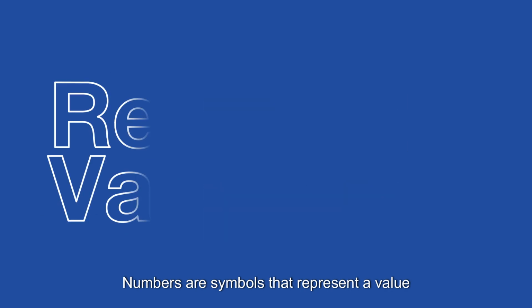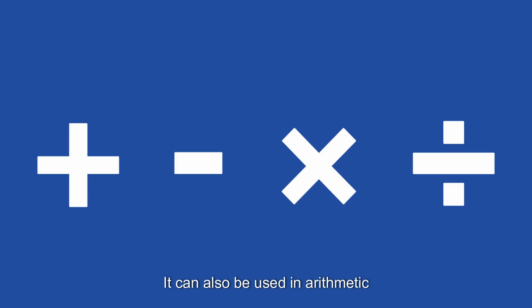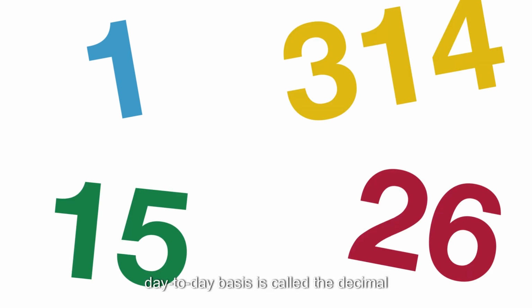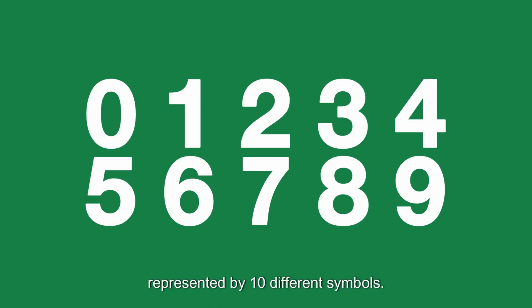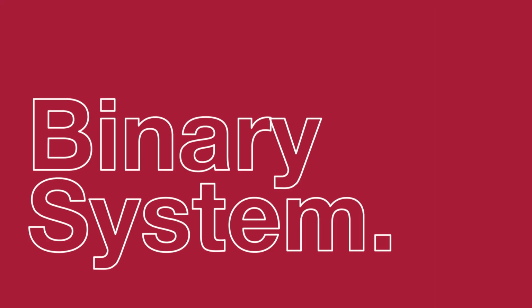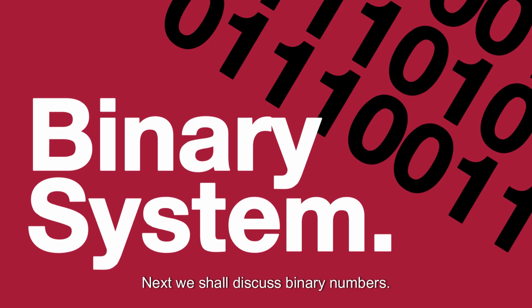Numbers are symbols that represent a value that can be used to count, label, and measure. It can also be used in arithmetic operations such as addition and multiplication. The usual number system that we use on a day-to-day basis is called the decimal system, or base 10, which is a number system that is represented by 10 different symbols. Next, we shall discuss binary numbers.